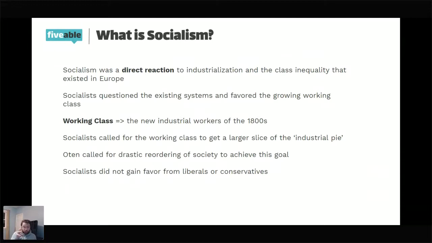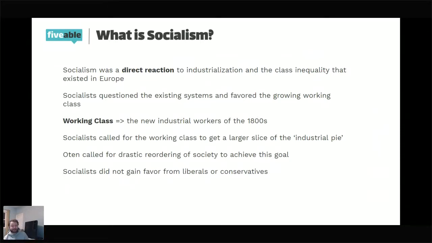Okay. Conservatives, they favored the monarchy here. So that's one thing when we talk about liberals and conservatives, we need to remember that these are not the liberals and conservatives of today. All right.